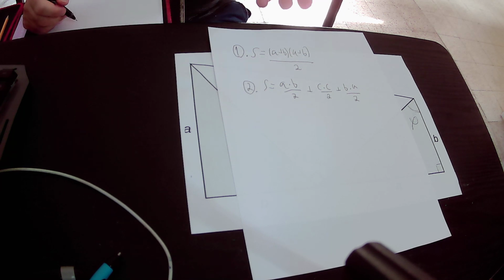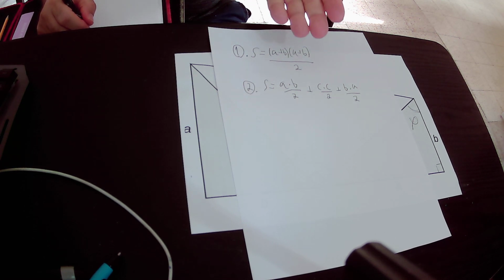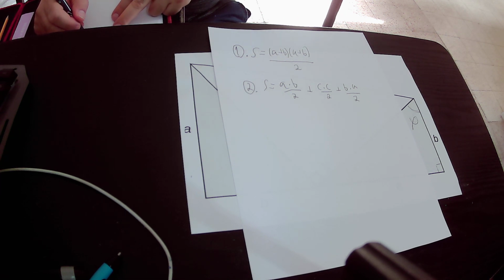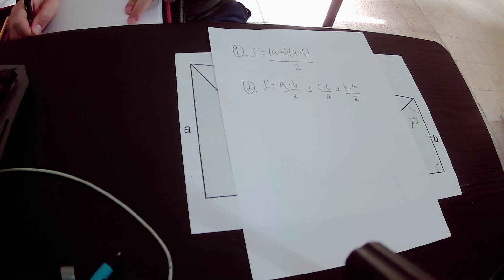So expression 1 is the area of the trapeze, and it equals expression 2, that is also the area of the same trapeze calculated in a different way. So expression 1 equals expression 2, and expression 2 is A times B divided by 2 plus C times C divided by 2 plus B times A divided by 2.